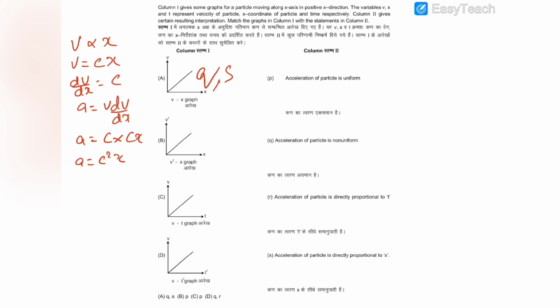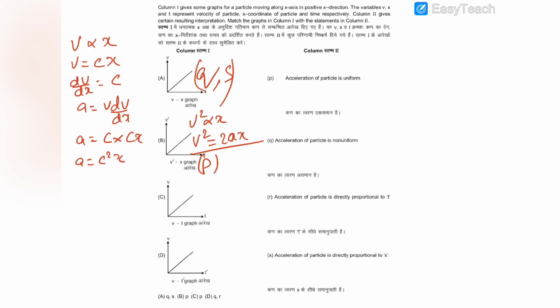Okay, now for option B, you can see that v square is proportional to x. So you can see the equation of motion, the third equation of motion, v square is equal to u square plus 2as, as u is 0. Therefore we can write it as v square is equal to 2ax. So this is valid in this problem. Therefore acceleration is uniform and acceleration is not variable. So the only correct option for this one is P.